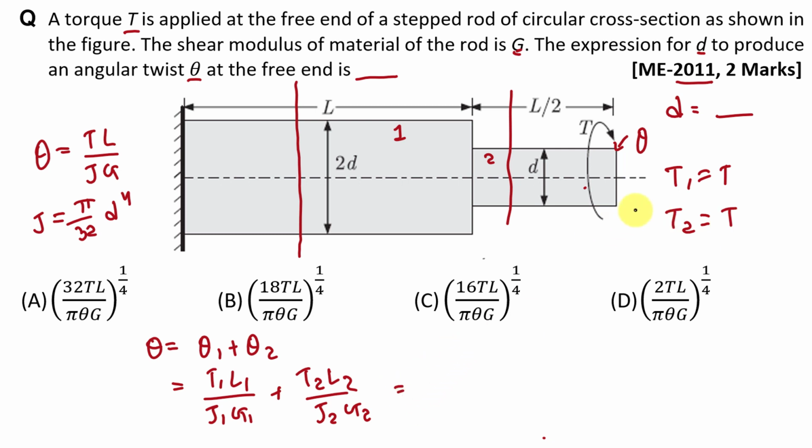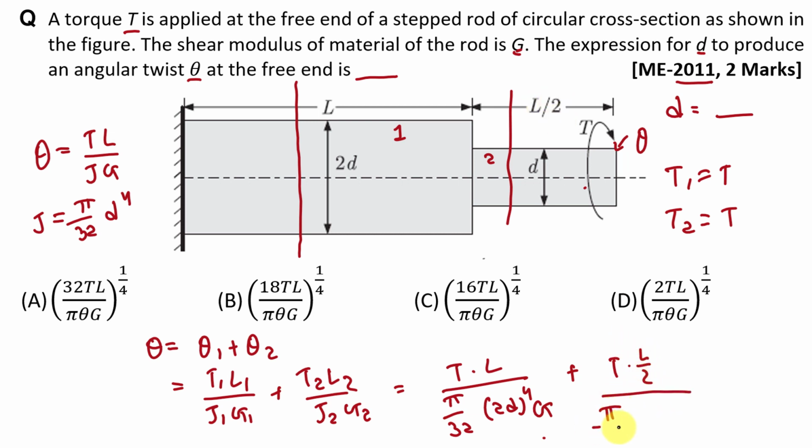So now we will put these values in this expression. So it is T into L1, which is L, divided by pi by 32 into bracket 2d raised to 4 into G, plus T2, which is T, into length L by 2, by pi by 32 d raised to 4 into G. Fine. And this expression is equal to theta, right?